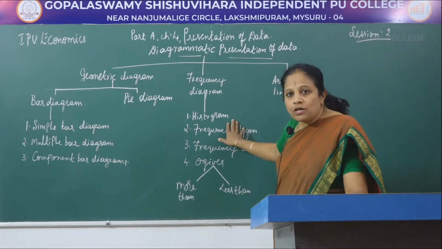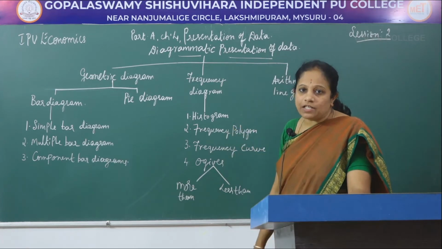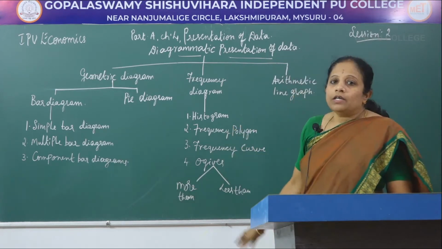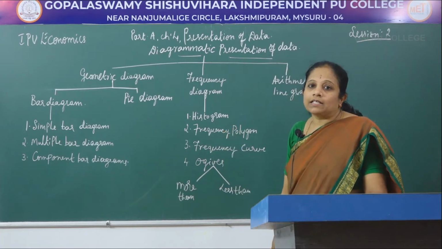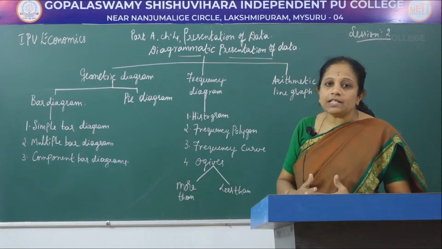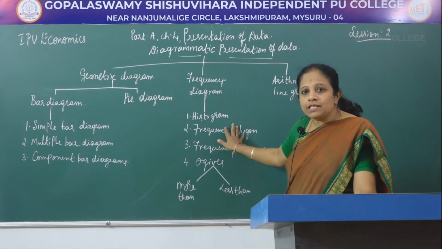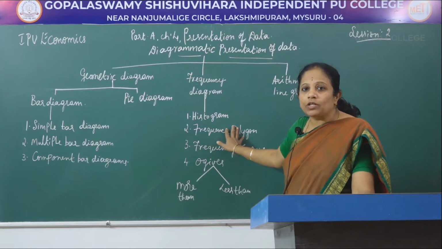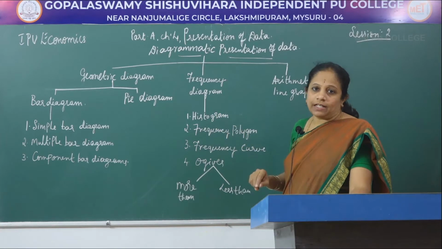Histograms are those which are constructed for only continuous frequency distributions. So, a histogram is a set of adjacent rectangles. In this set of adjacent rectangles, the height and width of these adjacent rectangles are proportional to the class frequency as well as the width of the classes.